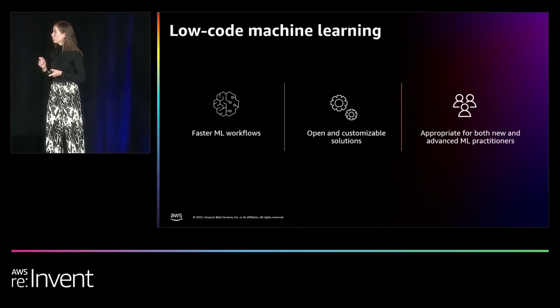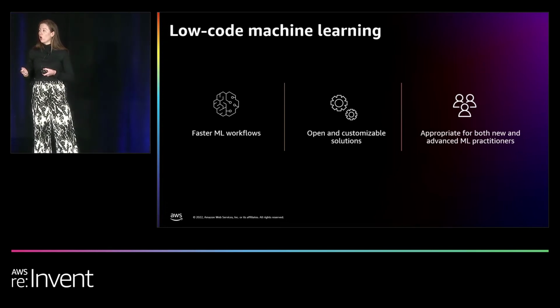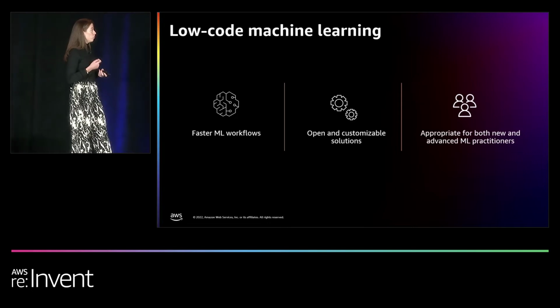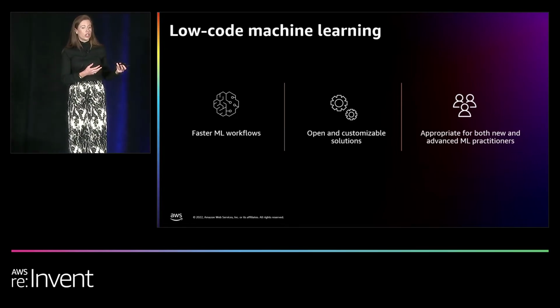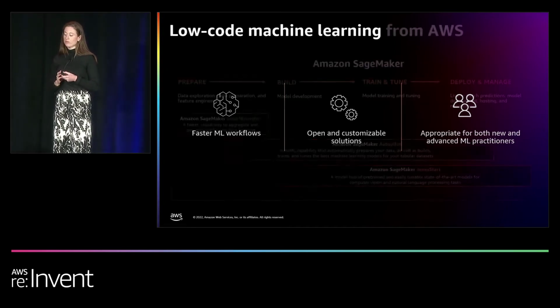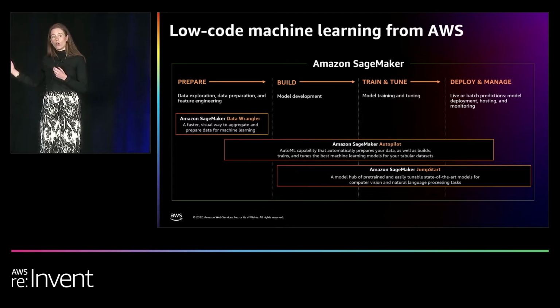These solutions all give you the ability to pivot and the flexibility to use a pro-code approach when you want, and they can all be used in experimentation as well as in production workflows, which makes them appropriate for, as I've said, those new to machine learning as well as those advanced with machine learning. So we have 3 low-code tools within SageMaker. These all live within SageMaker Studio today.